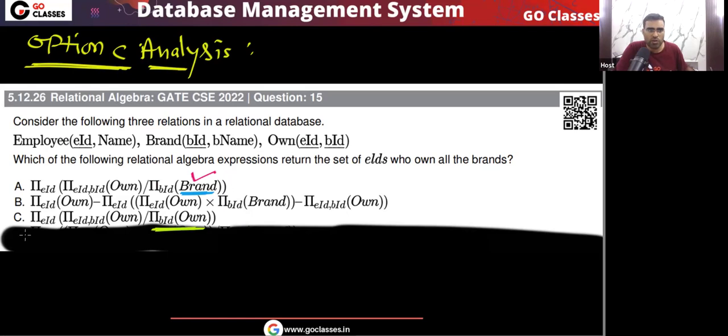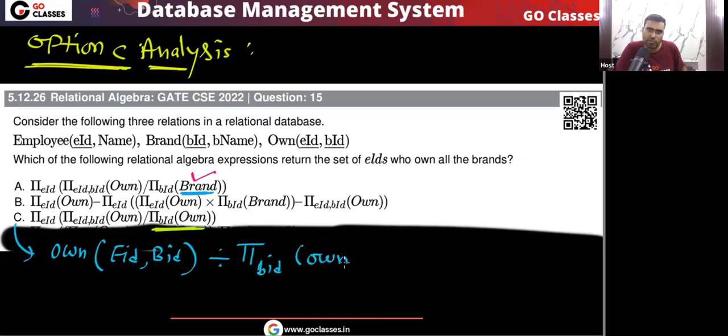Yes or no? So actually, what this option C will give you, remember, this is very simple. Notice what is option C. Let me tell you. Option C is that you are from the on table. From this on table, what do you have? You have EID, BID, divided by you are selecting BID from the on table.